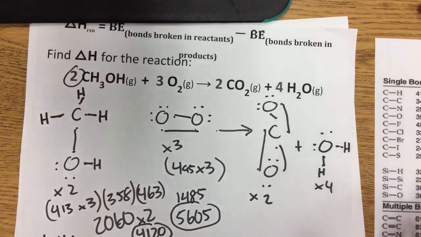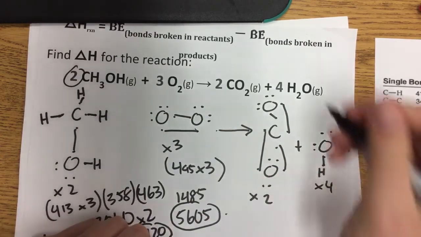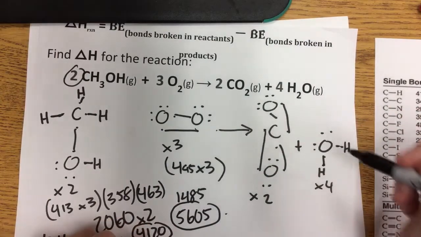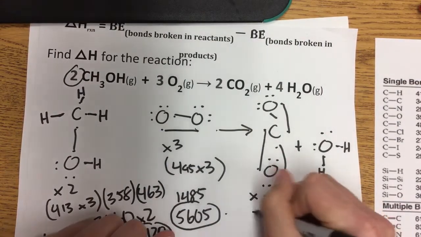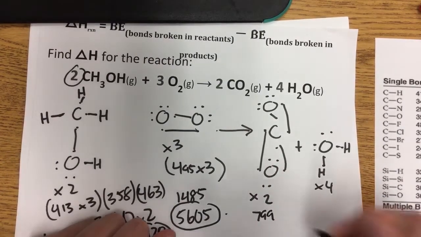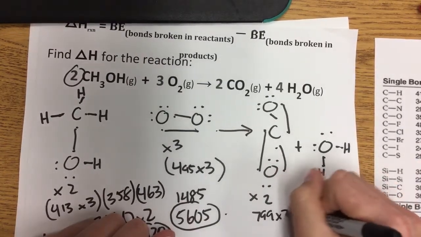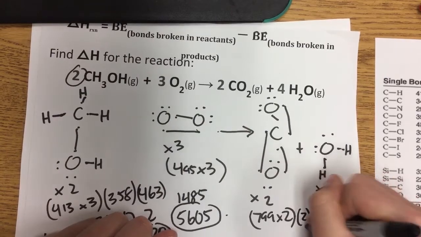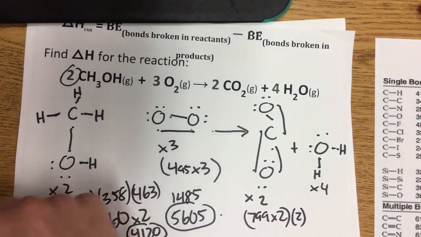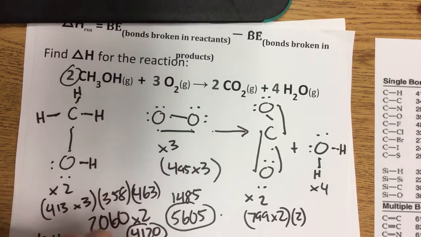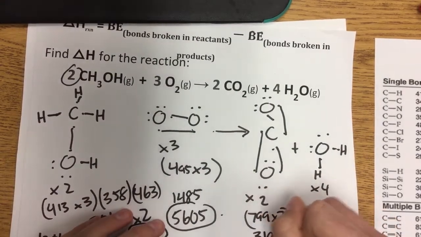And then you go over to the product side, and you do CO2, and it'd be 2 double bonds of C=O, which would be 799 twice, times 2, and then that number by 2 again because there's 2 of the coefficients again. So 799 times 2 times 2, which is 3,196.